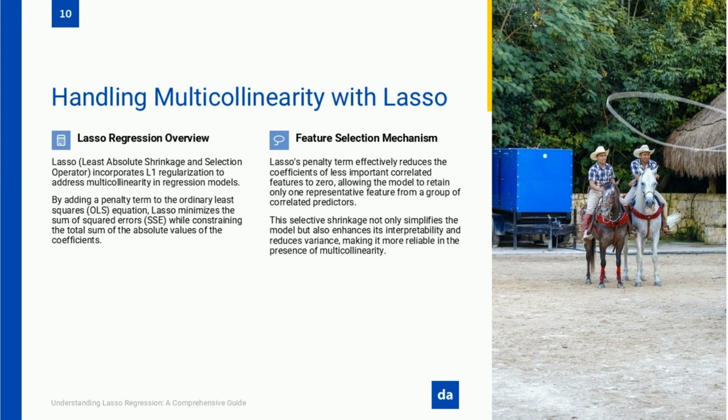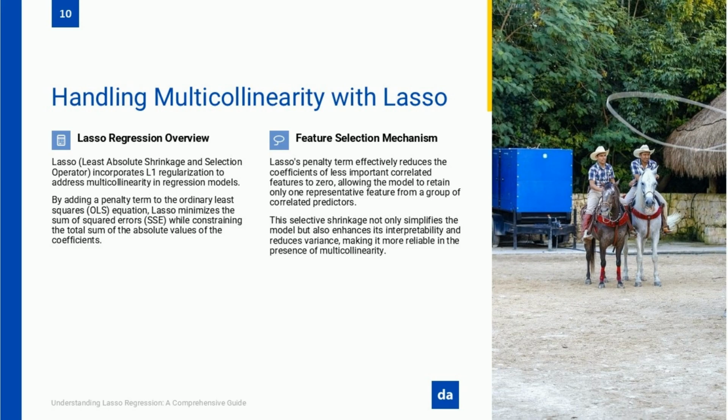In fields like finance, genetics, and marketing, where you might have hundreds or even thousands of variables, multicollinearity is everywhere. Traditional regression models break down under that kind of complexity, but Lasso thrives in these environments. It simplifies the model, removes redundancy, and makes sure we're only keeping the variables that truly matter.